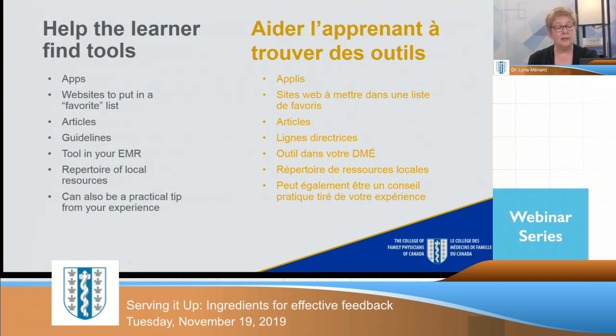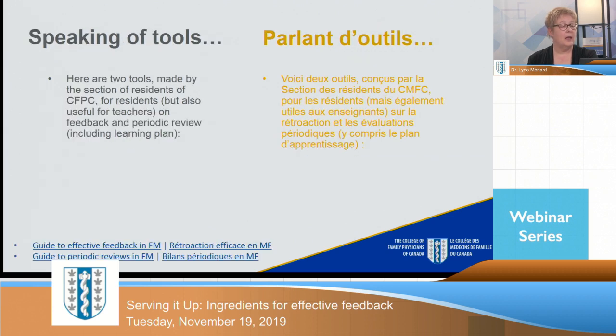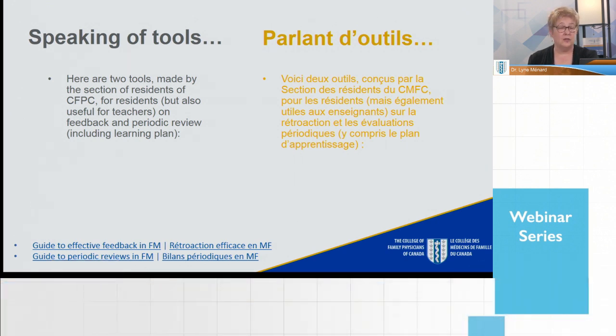And also, like I said earlier, plan to follow up on suggested reading, and that can be at the next encounter or via email or even text nowadays. Speaking of tools, let me remind you of those 2 tools that we discussed earlier from the section of resident that can help both you and your learner in giving and receiving feedback. And these tools are generally very well received by learners because they were made by peers. And you can consult them yourselves and recommend them to your learners. And the link is on the slide.